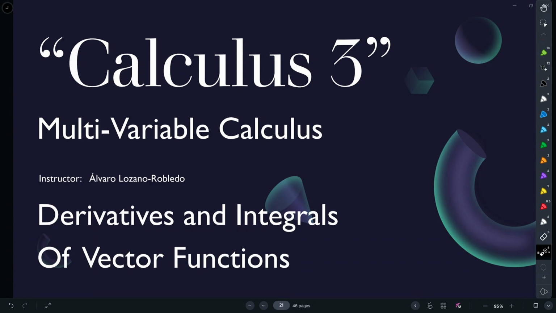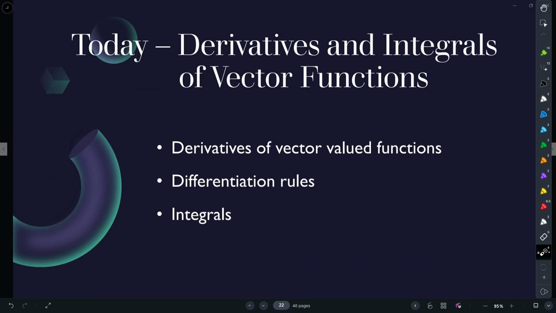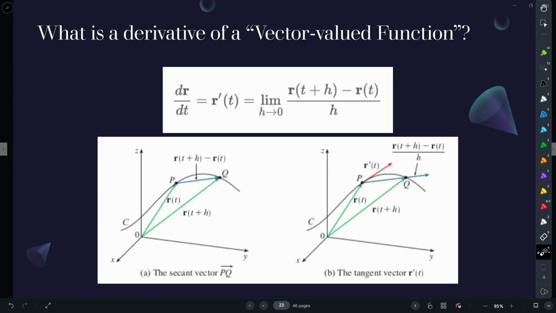The next topic in our study of vector functions is to do derivatives and integrals of vector functions. So we're going to do derivatives. We're going to just learn what the various differentiation rules for vector valued functions are. And then we're going to also do integrals of vector valued functions. None of them are particularly difficult. It's just an extension of things we have already done.